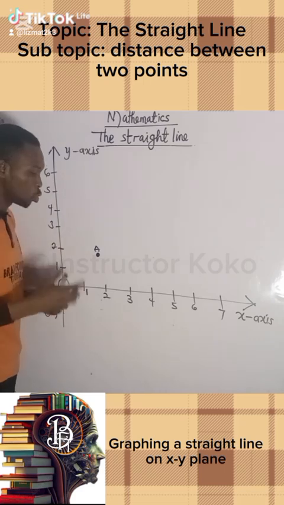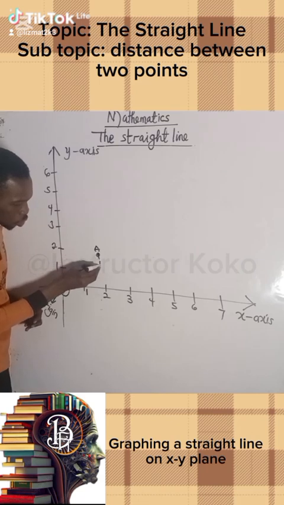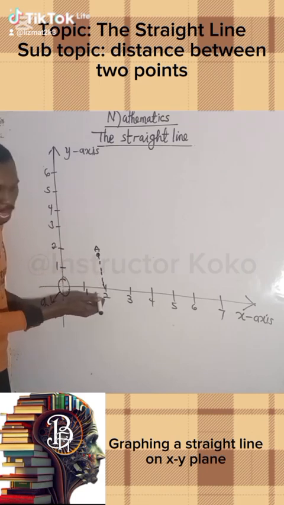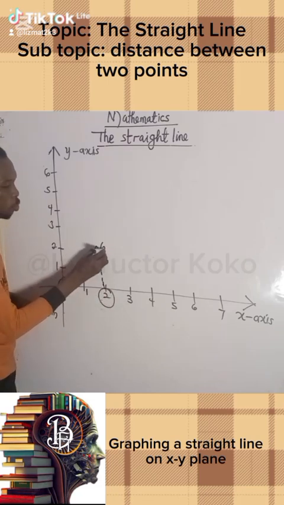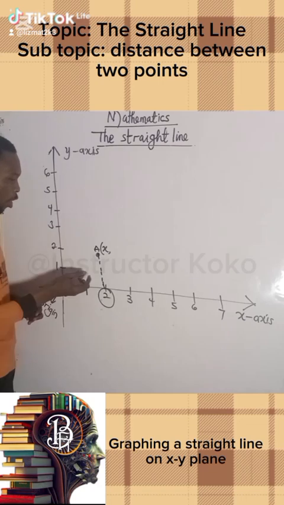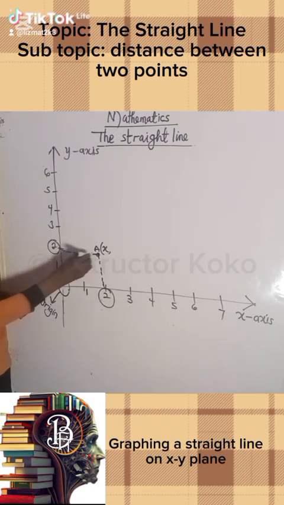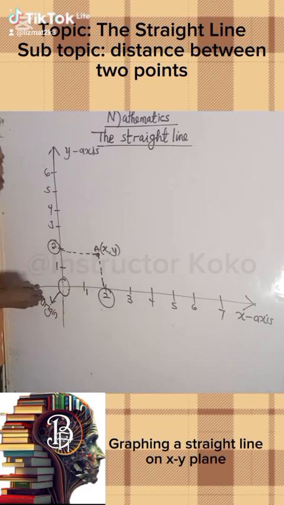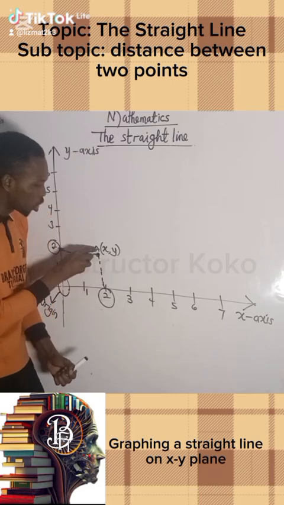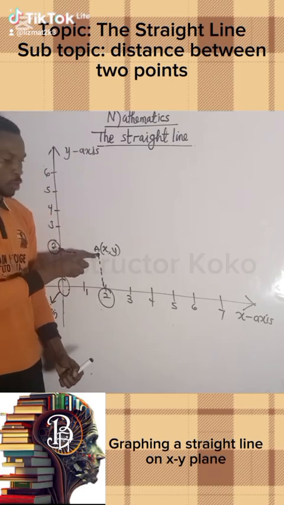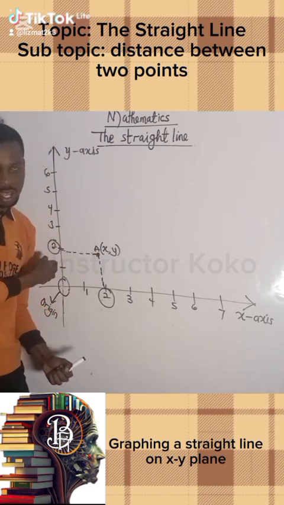Now, what you are going to do next is trace this point to the x-axis. So you're going to get a value there, which is 2. However, I'm going to call it X. Now, I also trace it to the y-axis. I'm going to get another figure 2 there. I'll call it Y. Now, what do I mean? X and Y are called the coordinates of point A. And the coordinate always starts with the x-axis followed by the y-axis.